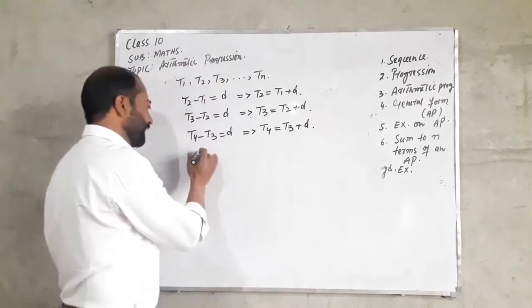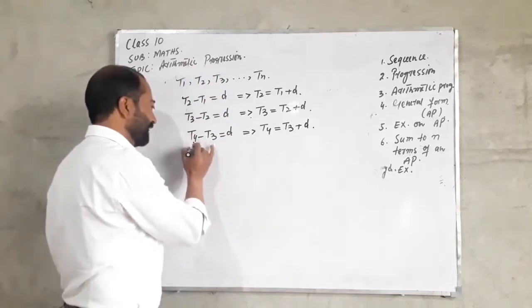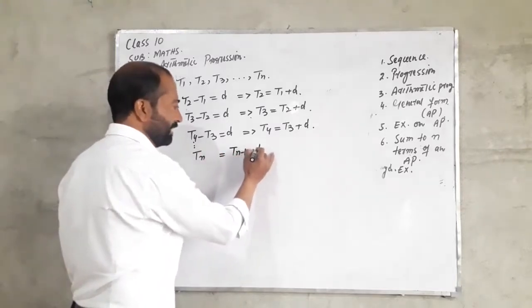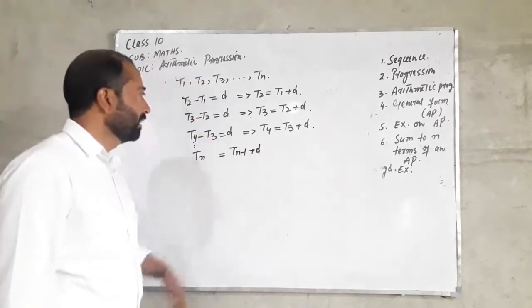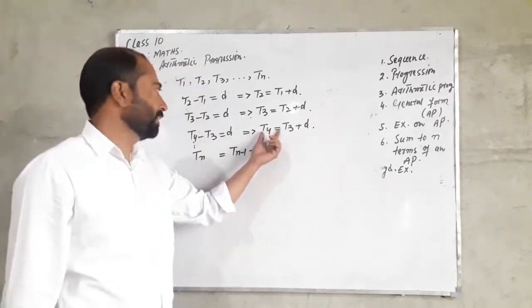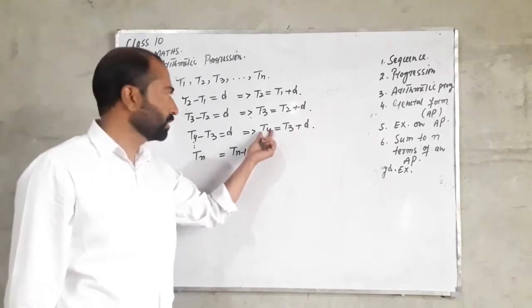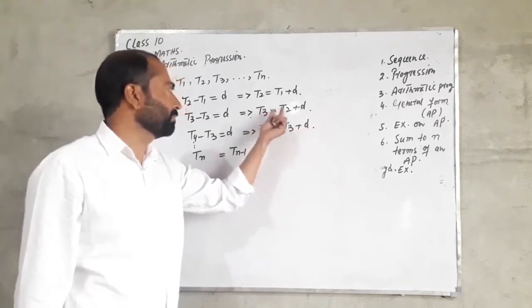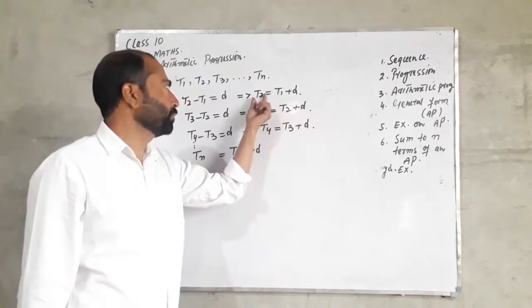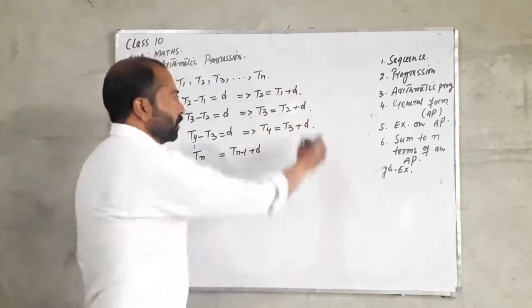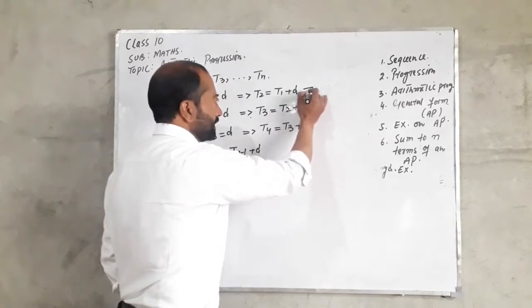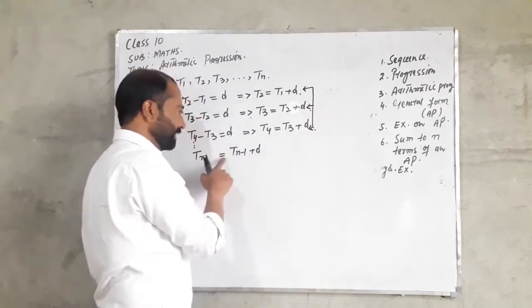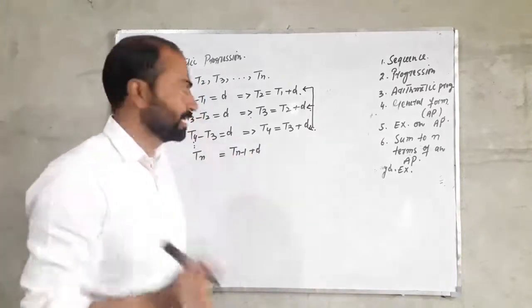Now look here, can I write the nth term of this AP as Tn minus 1 plus D? Yes, definitely. Let's have a look at this statement. This is T4, the fourth term. I have written this as T3 plus D. Similarly, T3 is equal to T2 plus D. T2 is equal to T1 plus D. Look at these three statements. Following the pattern, how can you write Tn? Tn is actually equal to Tn minus 1 plus D.